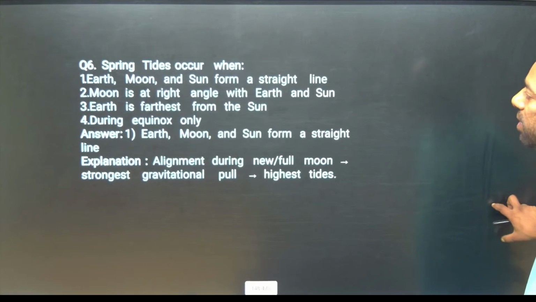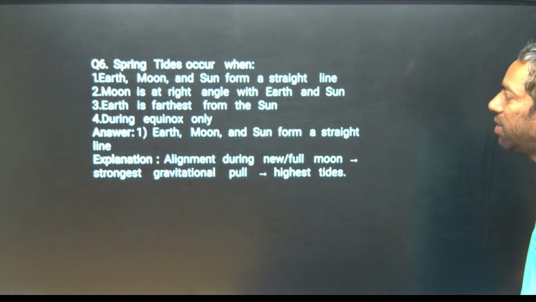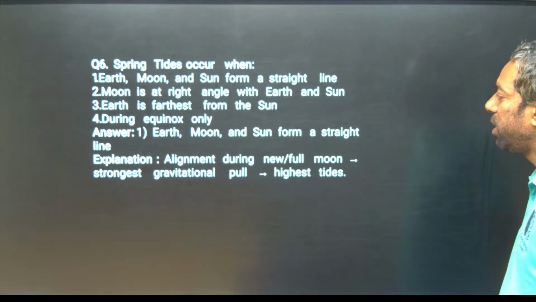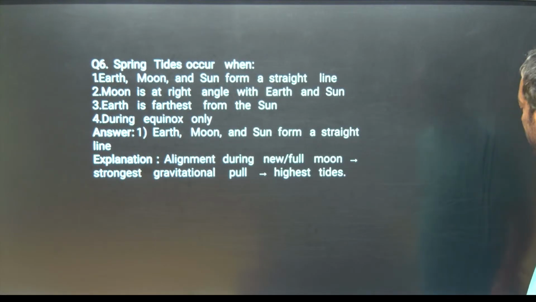Spring tides occur when? Of course, when there is an alignment of earth, moon and sun in a straight line, not the moon at a right angle with earth and sun. During new moon and full moon, there is the strongest gravitational pull, not push. That gives high tides.